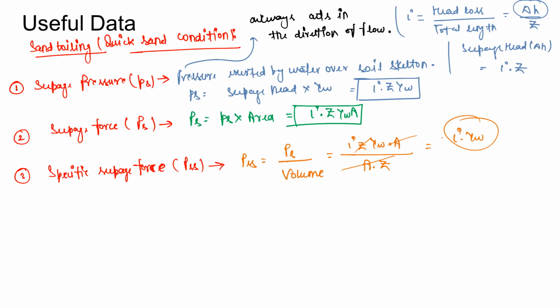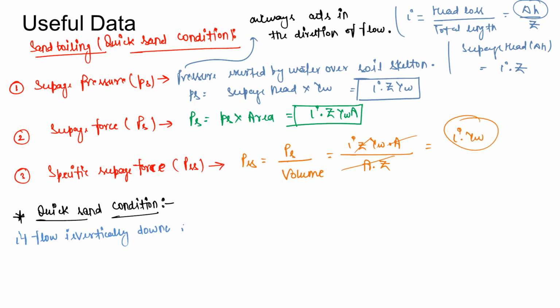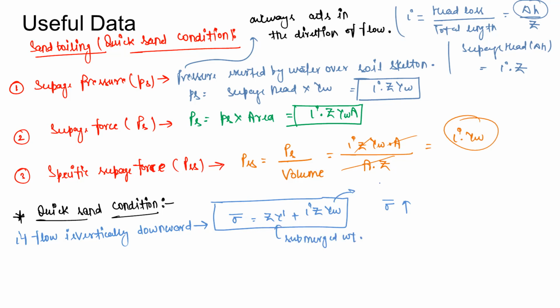Now coming to the quicksand conditions. To understand them, we have to understand the effective stress concept first. If flow is vertically downward, the effective stress always increases. Let's say our effective stress is sigma dash. It will be Z gamma submerged plus I Z gamma W. So it is clearly visible that the effective stress is increasing, where Z gamma submerged is the submerged weight and I Z gamma W is the seepage pressure.